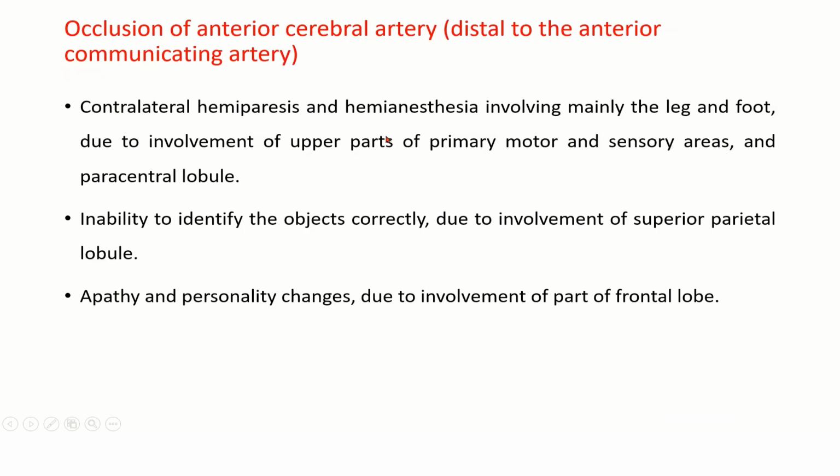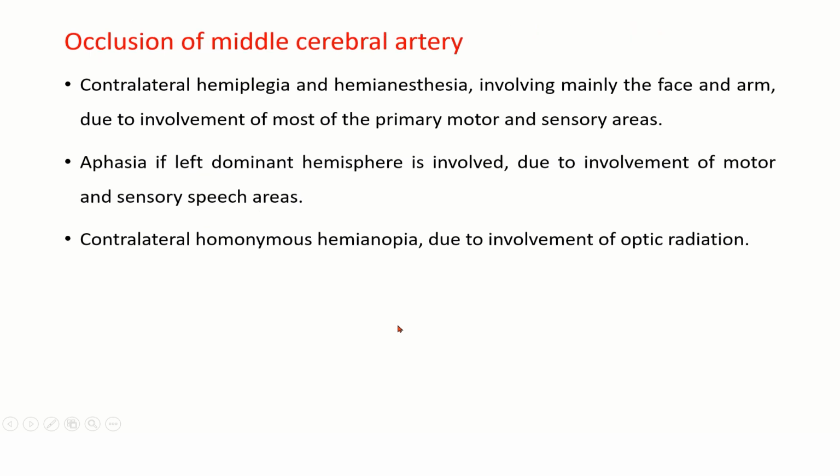Anterior cerebral artery occlusion mainly results in contralateral hemiparesis and hemianesthesia involving mainly the leg and foot, due to involvement of upper parts of the primary motor and sensory areas in the paracentral lobule. There will be inability to identify objects correctly due to involvement of the superior parietal lobule. Apathy and personality changes occur due to involvement of part of the frontal lobe.